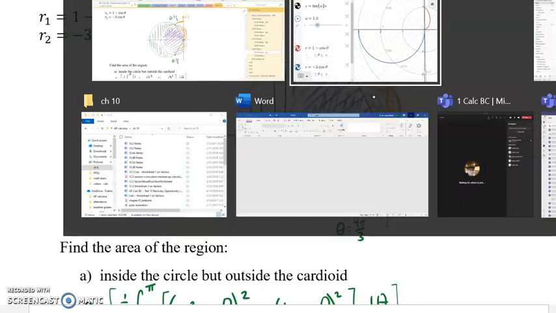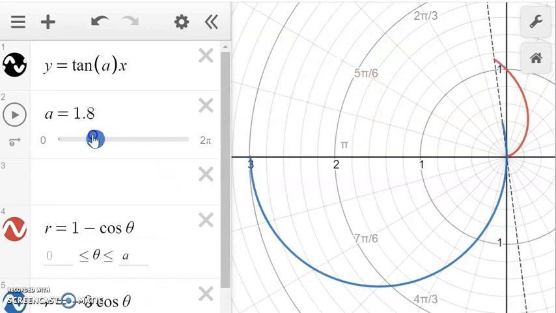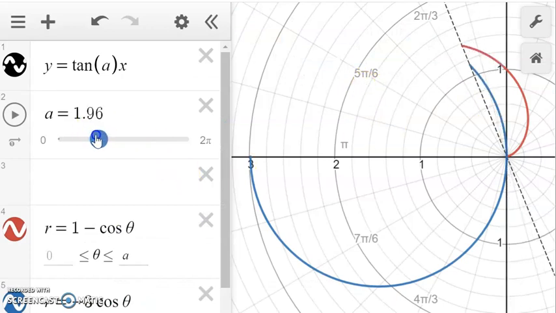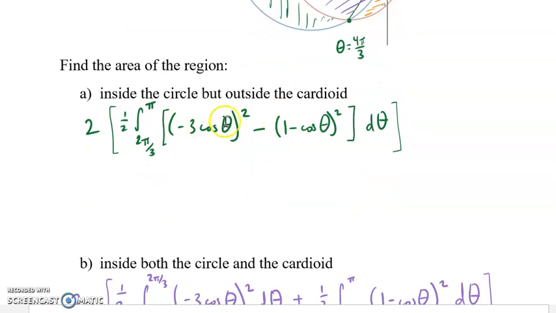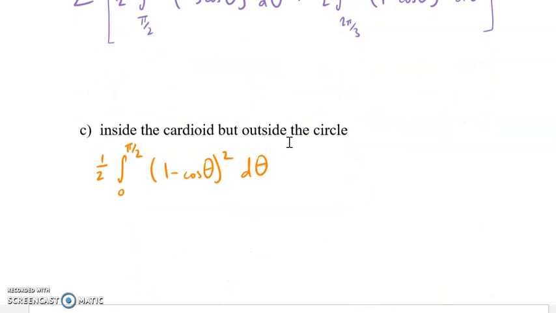Which one's farther out? Well, we already talked about that, right? The cardioid is farther out for this region, right? So from pi over 2 to 2 pi over 3, the red curve, the cardioid, is farther away from the pole than the circle. So this is going to be an awful lot like the integral we did on part A, where we subtract the bigger one minus the smaller one, but the bigger one is the cardioid this time. So we'll integrate from where we left off at pi over 2. We'll go to 2 pi over 3. Don't go any farther than 2 pi over 3 because that's where our orange shaded region stops.